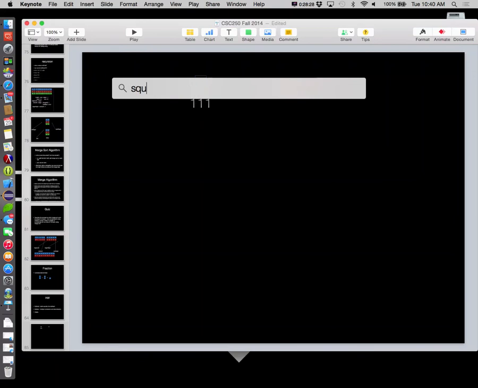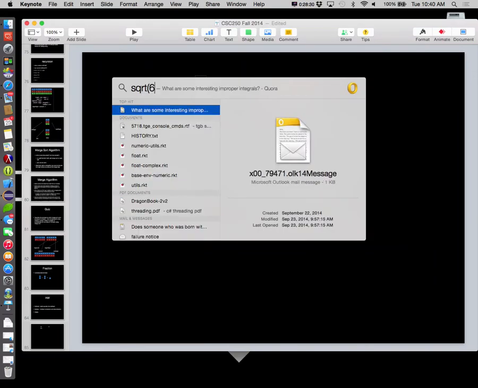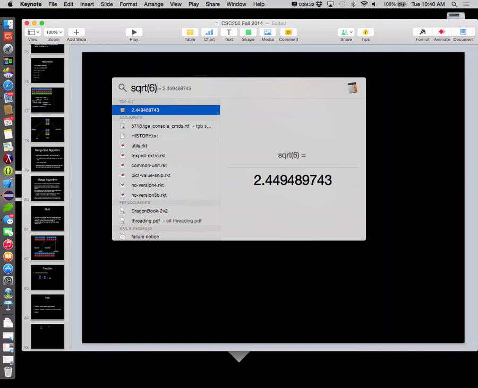Actually, I'm interested. Square root 6. Ha! Look how smart that is. I like that. I don't think it used to do that.